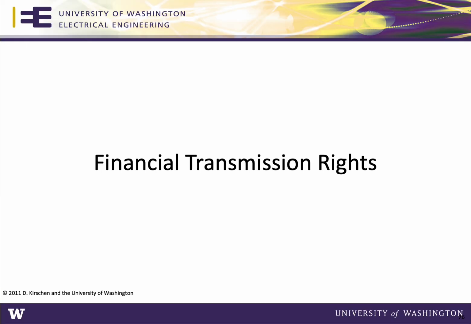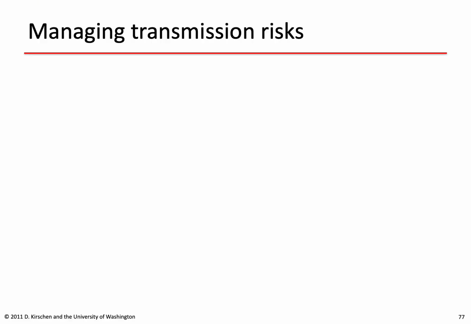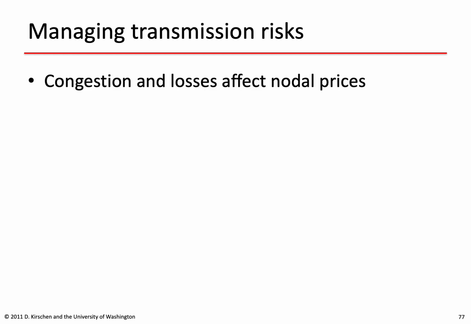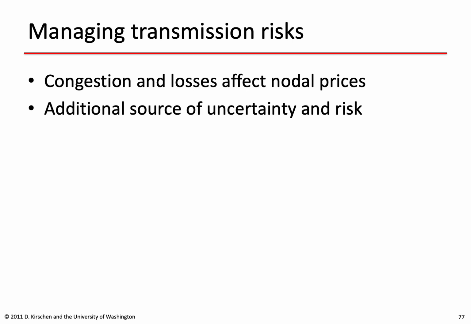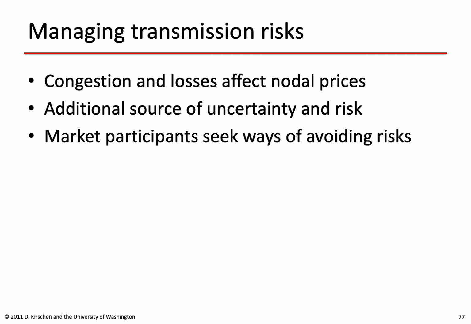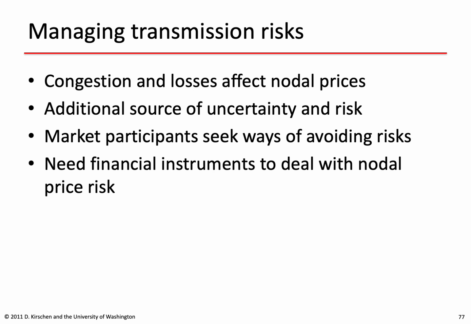In our last section, we will consider what's called financial transmission rights. Financial transmission rights are designed to help users manage transmission risks. Because as we have noticed, congestion and losses affect the nodal prices. Therefore, they represent an additional source of uncertainty and therefore risk for market participants. And as we know, market participants are always looking for ways of avoiding or reducing risks. And they need some financial instruments to help them deal with this nodal price risk.